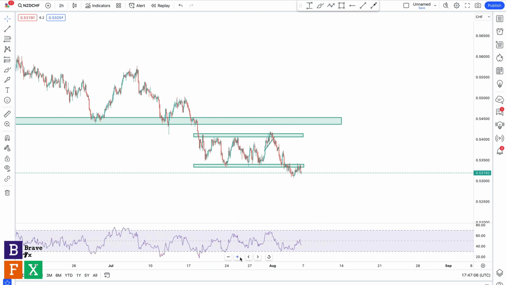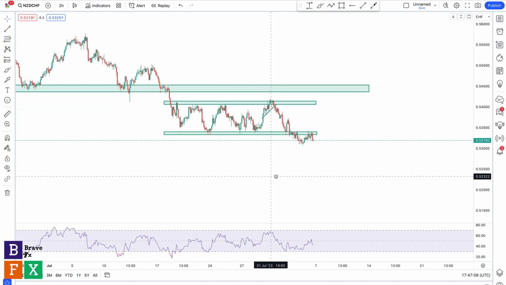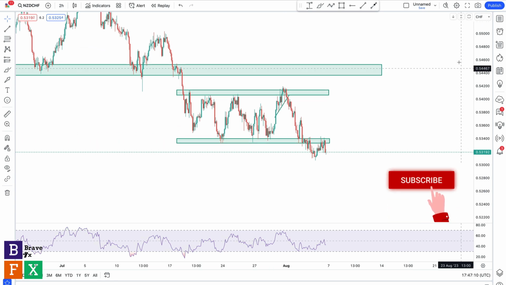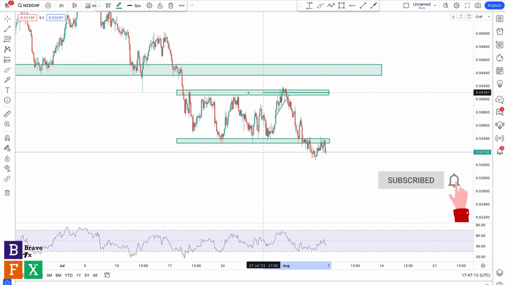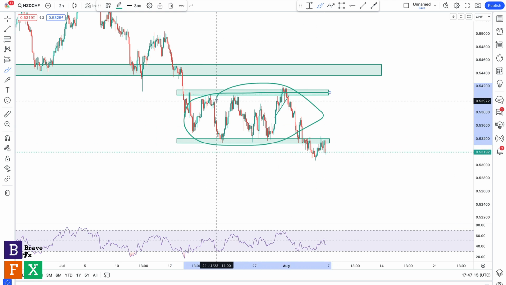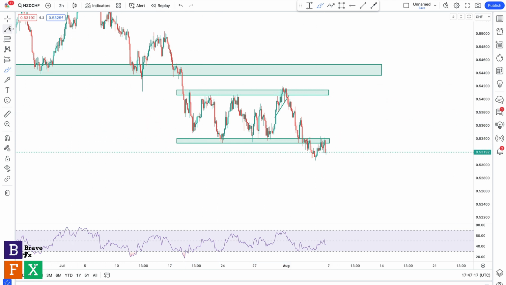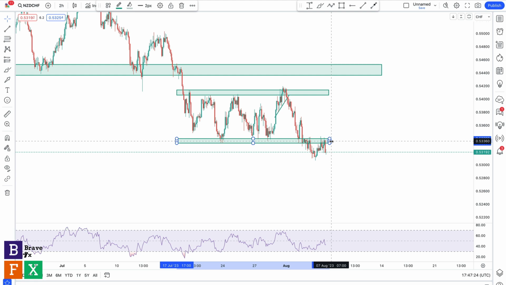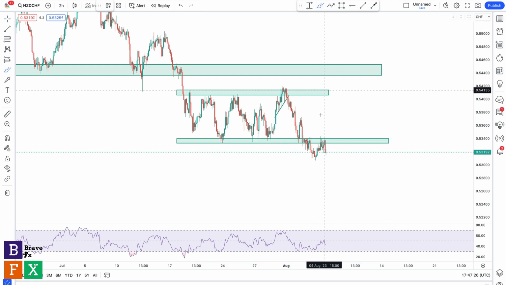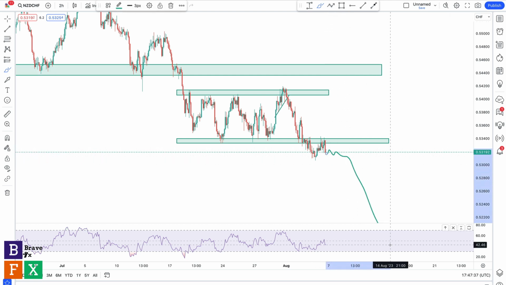So NZD-CHF currently in a downtrend, and we just broke out from this rectangular pattern, right? This is a bearish continuation pattern, a continuation of the overall bearish move on the 4-hour time frame. You can check out the 4-hour time frame to see what I'm talking about, right? And we seem to have consolidated and bounced off another area of value here. So this is kind of like a supply zone, if you will, right? Supply zone. Now you could wait for something like this, then to go short.